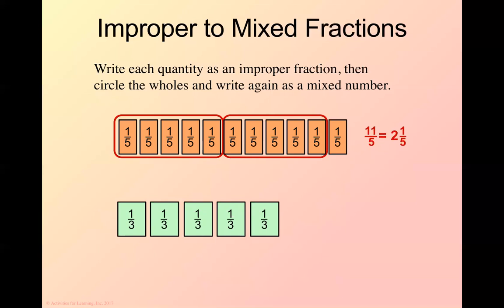Let's do the next one here. Write it as an improper fraction. How many do I have? There's 5, 5/3. Now let's circle the wholes. How many thirds equal a whole? That'd be 3 of them. And I can't make another group. So what do I end up with? 1 whole, 1 and 2/3. This is how we go from improper to mixed.